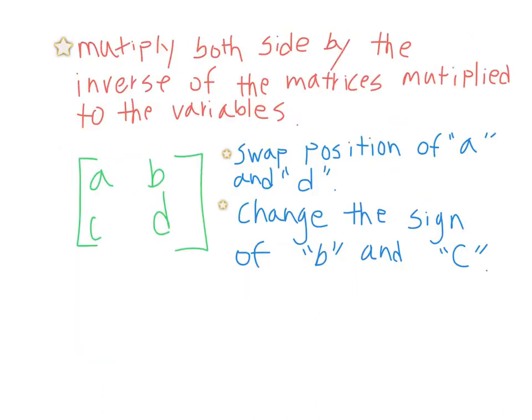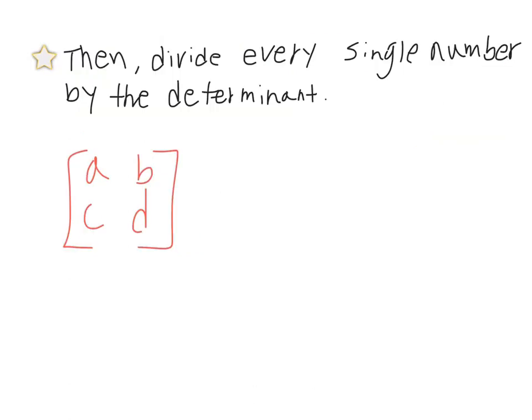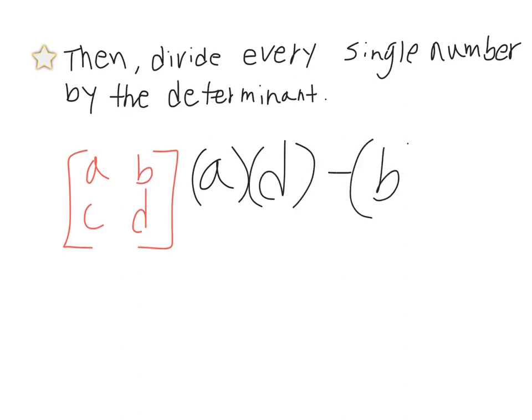Next, multiply both sides by the inverse of the matrices that is being multiplied to the variables. But how do you find the inverse of a matrix? First, you swap the position of A and D, so it'll be D and then A. Next, you change the sign of B and C, so it'll be negative B and negative C. Then, divide every single number by the determinant of the original matrix, not the matrix after the inverse. So, how do you find the determinant? The determinant is A times D minus B times C.